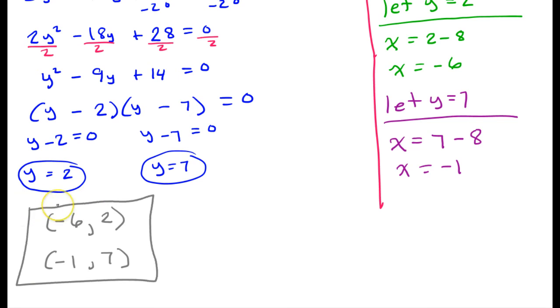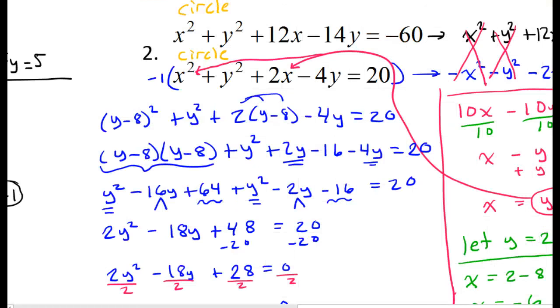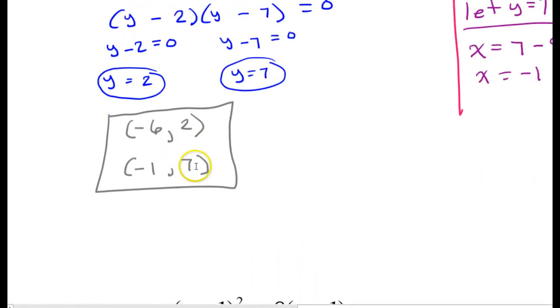Let's take a peek at Desmos.com and see why these are the intersection points between these two circles. All right, take a look. These are the graphs of the two circles, and their intersection points are here, negative 1 comma 7, and here, negative 6 comma 2. And that's exactly what we came up with by hand.